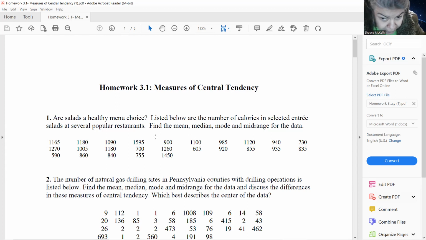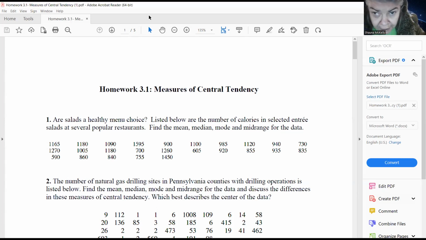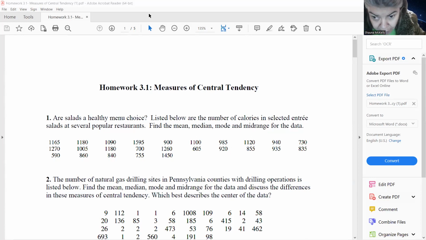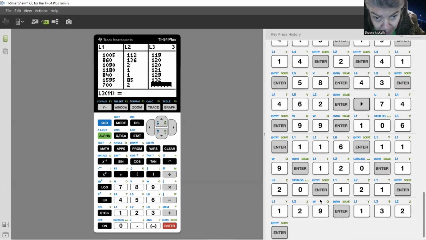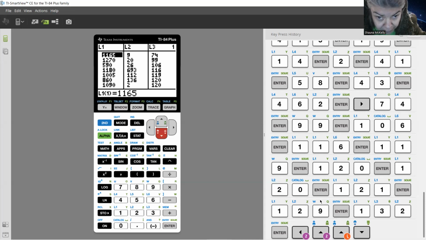I'm going to use the calculator to assist me with sorting some of this data, and then I'll show you where some of these numbers come from. To save some time, I've preloaded the calculator with some of these lists. The data for number 1 is in list 1. So what I've done here is I've put the data as you see it on the homework into list 1. I just put all the values in there.